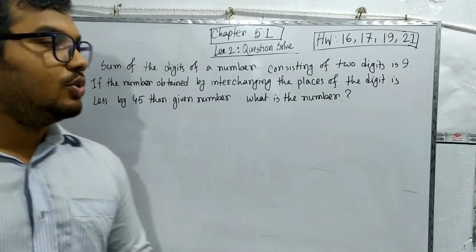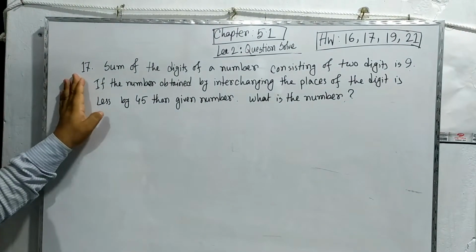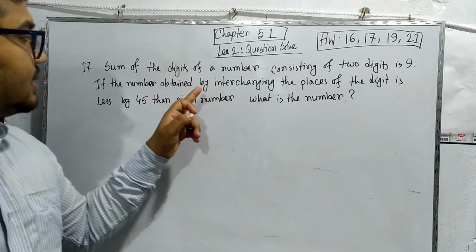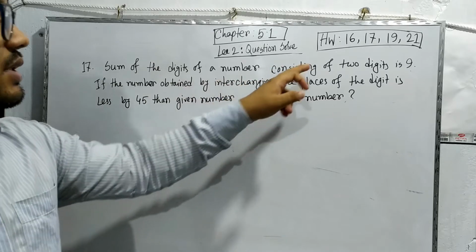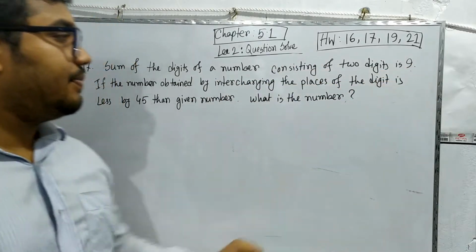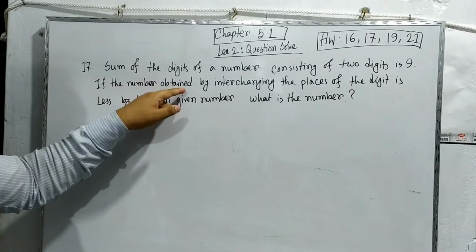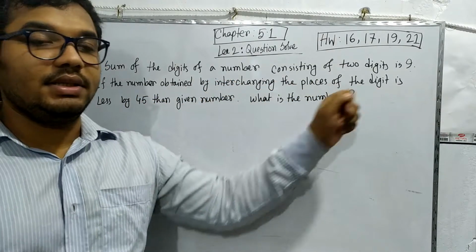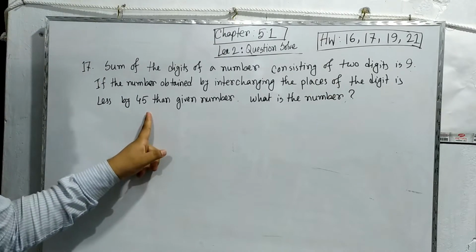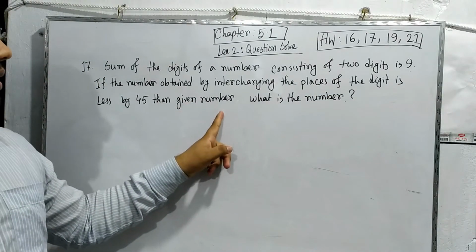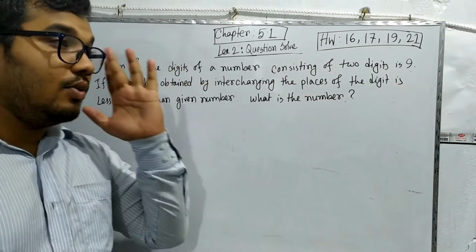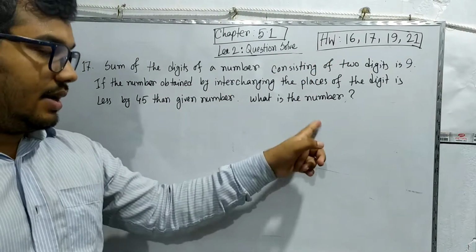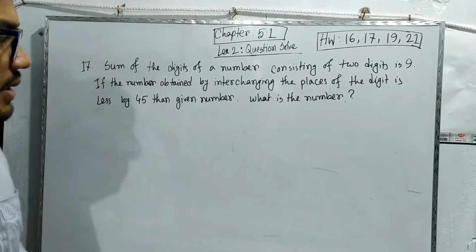Our question number 2, that is 17. This question says the sum of the digits of a number consisting of 2 digits is 9. If the number obtained by interchanging the places of the digits is less by 45 than the given number, what is the number? What actually is the number, what is the digit, and what is the relationship between number and digit? It is a very important thing.